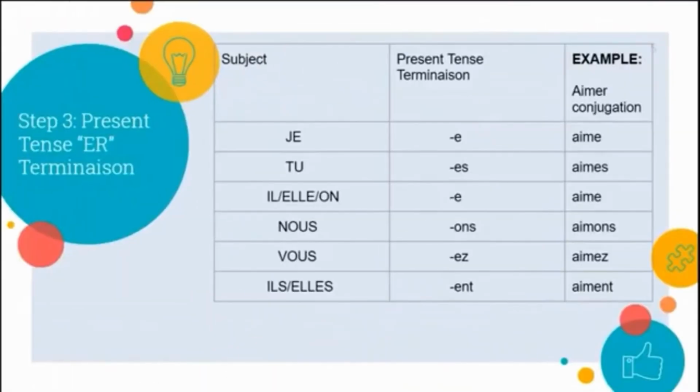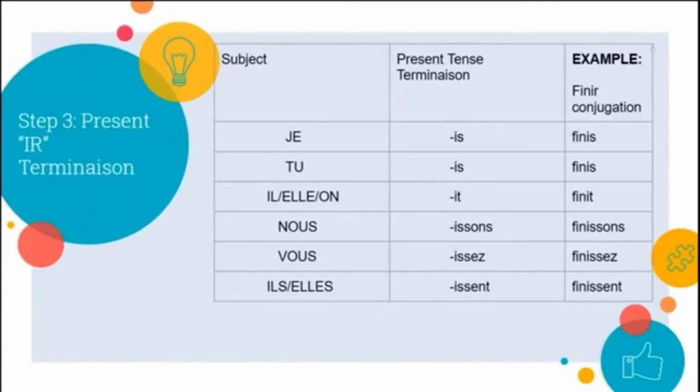Next, we simply add on the present tense endings to our verb root depending on what subject we're using. For example, if we're using the subject je, we simply add on e to our aim radical, and we get aime as our finished conjugation of the verb. Now if we're trying to put that in a sentence, we simply put the subject before our conjugation and we get je aime.